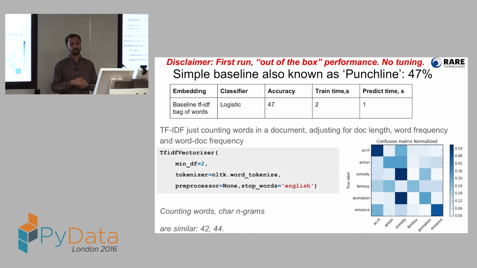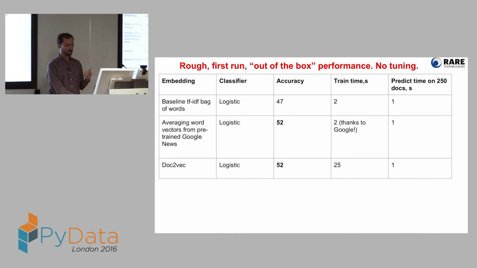If I just count the words, I already get 42. And if I do character n-grams, I get 44, which is also not so bad. And there are other methods, which are all the methods in one table. The first one is the baseline we just talked about, 47. The second one is this averaging word vectors, it gives me 52. Doc2Vec gives me 52. There are two more methods, which I haven't talked about yet. If I have more time, I can talk about them in the end. They work really well sometimes, but in this situation, out of the box, they didn't work so well. They give me only 30 and 42, and they take longer to run.